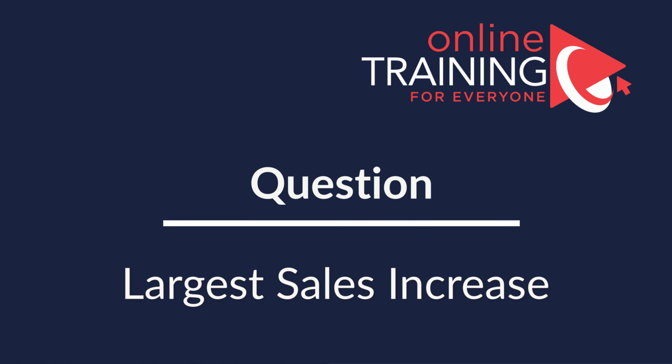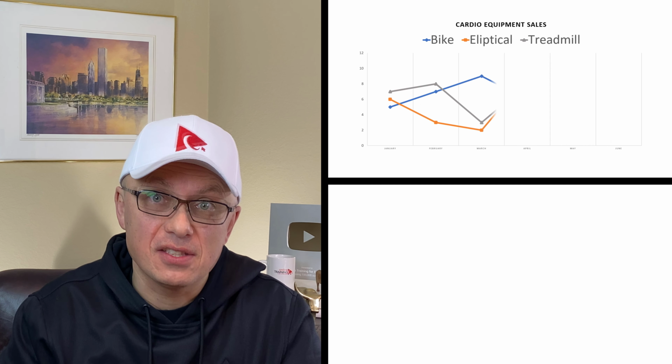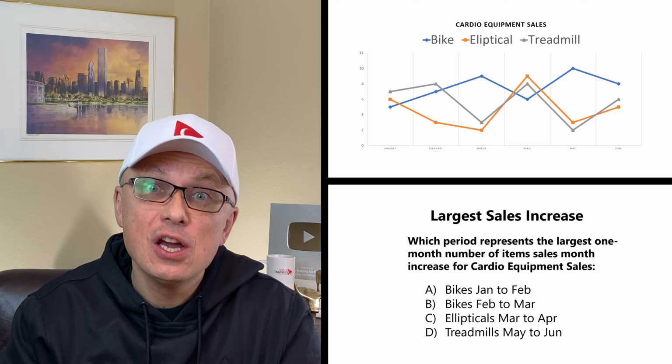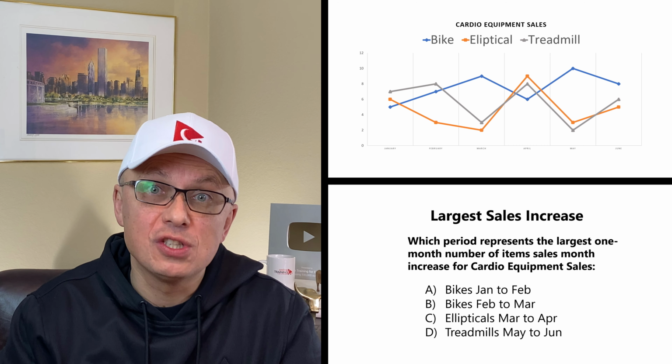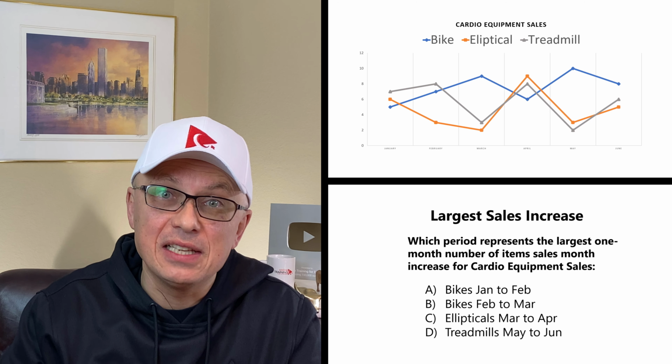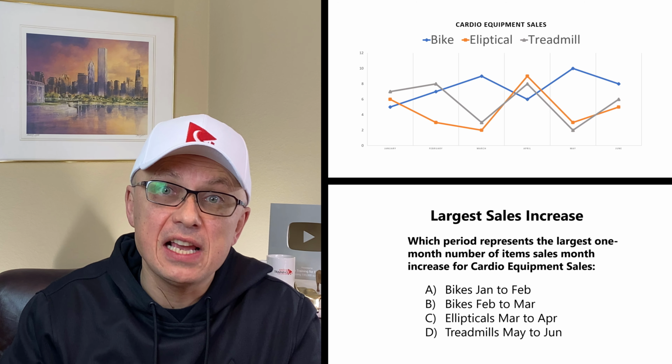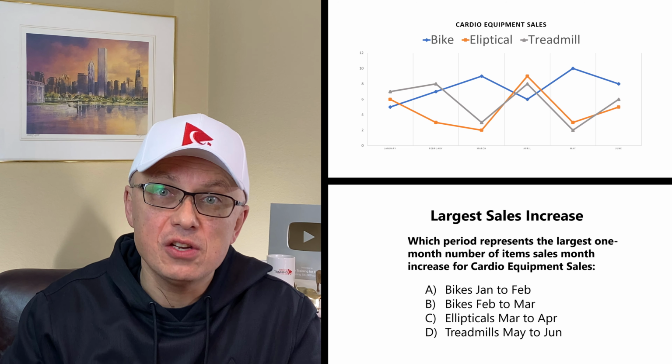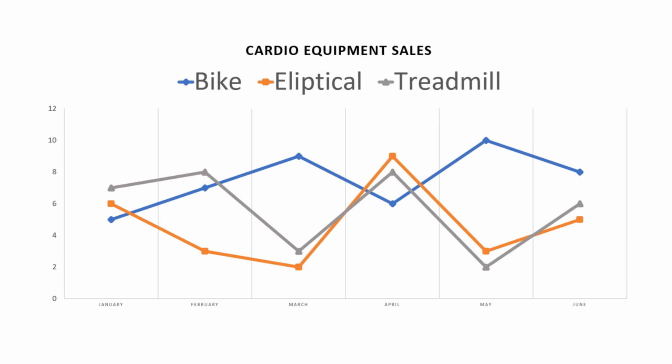A lot of times you might get a question which asks you to determine the sales increase. You're typically presented with the graph, which shows lines that represent different sales. In our case, we are presented with the chart that shows sales of cardio equipment from January to June. Sales of bikes represented by the blue line. Sales of elliptical represented by the orange line. And sales of treadmills are represented by the gray line.